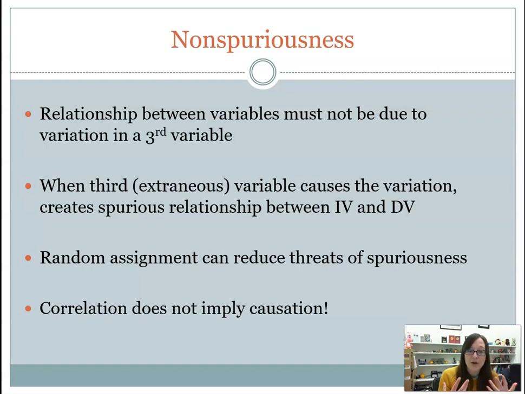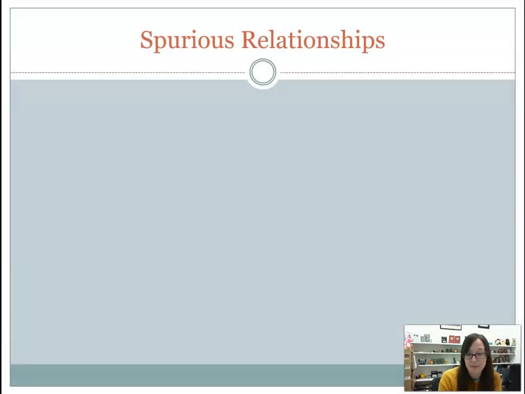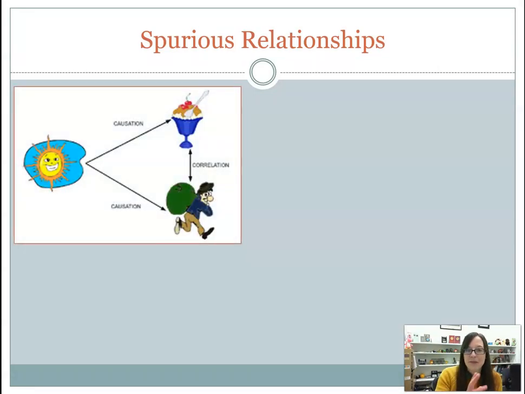And so here's where correlation does not imply causation. Just because two variables are related doesn't mean one is causing the other, because it could be some third variable affecting both of them in some way. So here are some examples of spurious relationships, so what we wouldn't want to have happen.